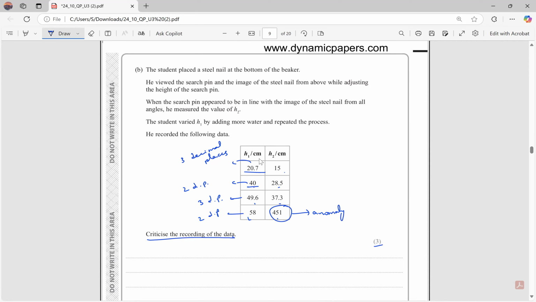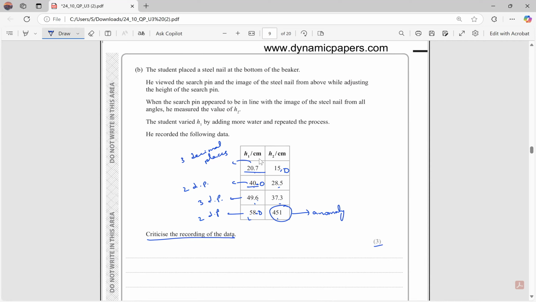For 20.7, he looked at the third decimal and ensured that it was 20.7. But then when he took the second reading, if it was exactly 40, the student should have ensured if it was exactly 40 or not. And that should have been 40.0, 49.6, 58.0, 15.0. Like that. There should be consistent decimal places.